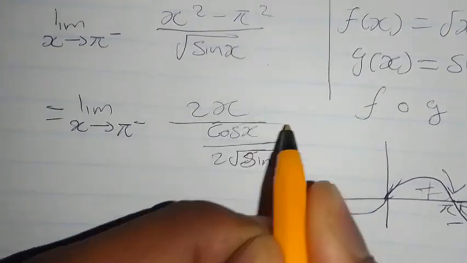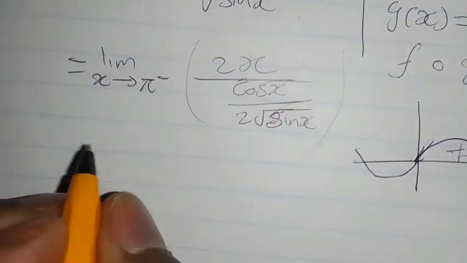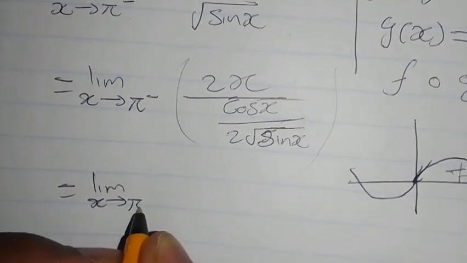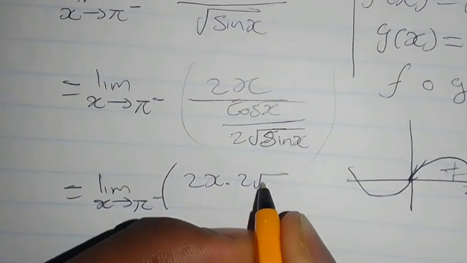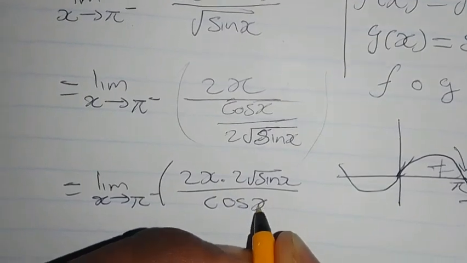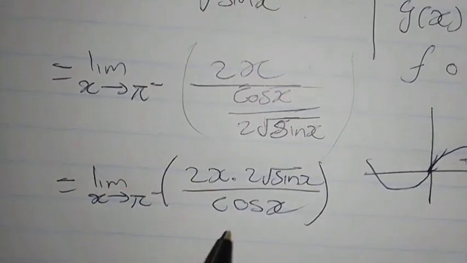So now you're basically going to multiply both numerator and denominator by 2 the square root of sine x. So you have the limit when x approaches pi from the left of 2x multiplied by 2 the square root of sine x divided by cos x. When you multiply both numerator and denominator by 2 the square root of sine x, you're basically going to have something like this.